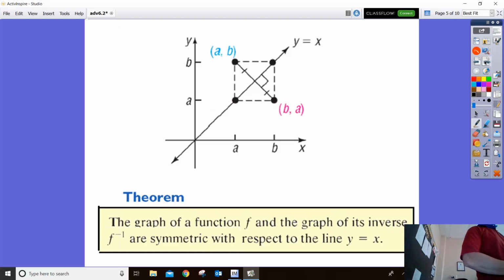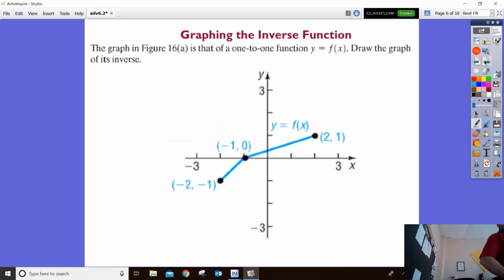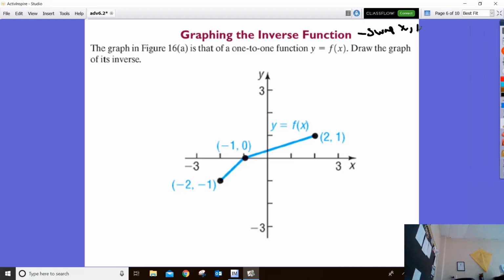Theorem. The graph of a function f and the graph of its inverse are symmetric with respect to the line y equals x. Line of symmetry for two functions or two inverses. All right, the graph in figure 16a is a one-to-one function y equals f of x. Draw the graph of its inverse. Now, if you just go back to the idea of inverses, they swap x and y. All they do is they swap x and y.